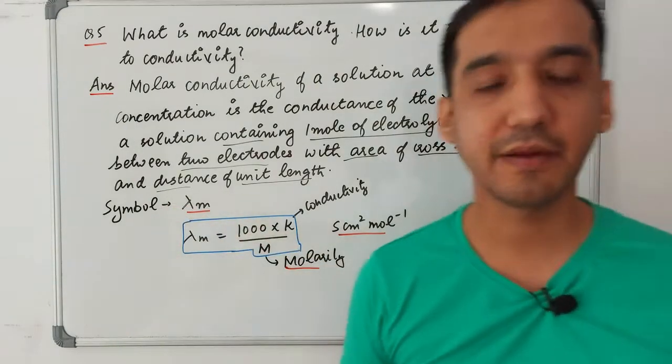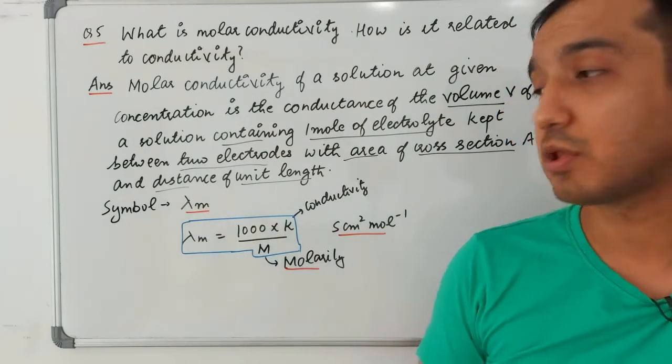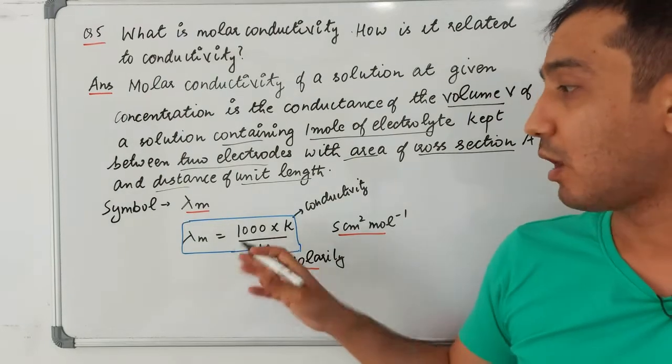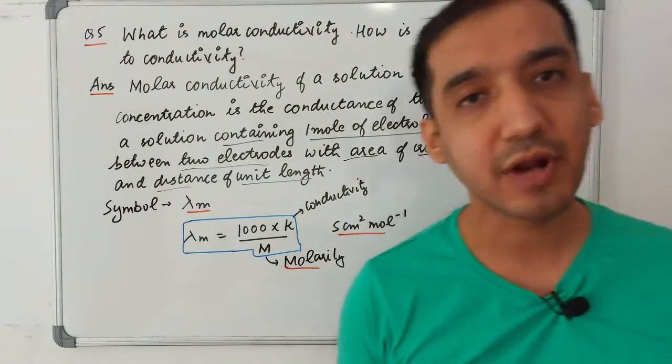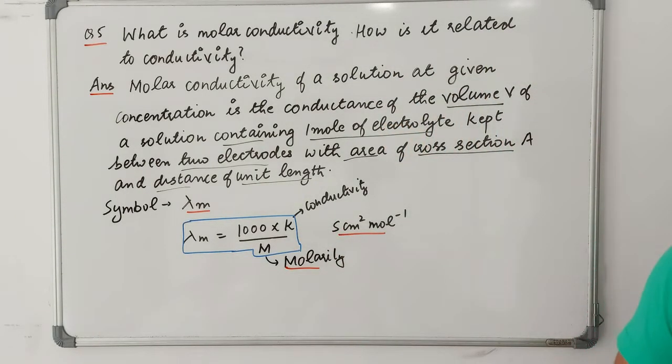Okay, it is given by the symbol lambda m, and lambda m is equal to 1000 into kappa divided by m. 1000 into kappa is the conductivity and m is the molarity, and if you write the unit, it becomes Siemens centimeter square per mole.